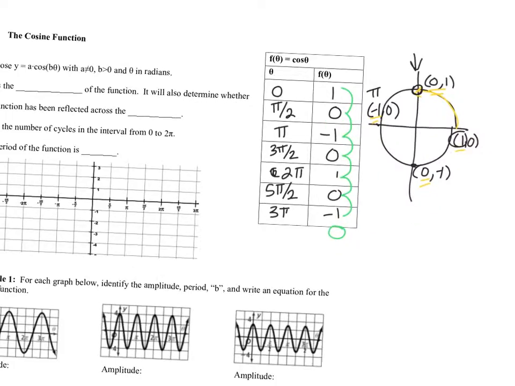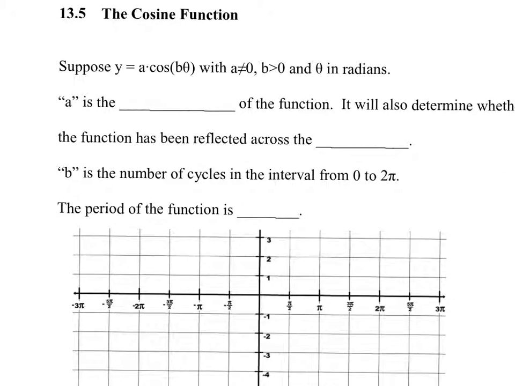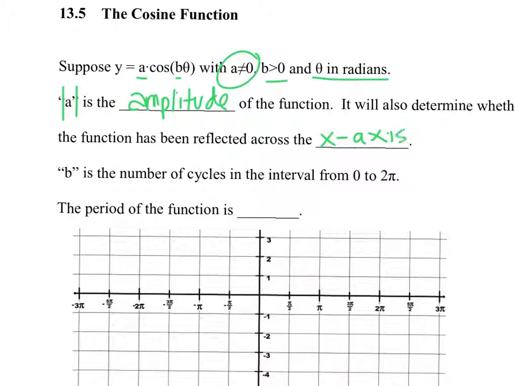So when you're graphing a cosine function, it comes in the form a cosine of b theta. A is not equal to 0, because that would mean the function is just a horizontal line. And b is positive, and theta is in radians. The absolute value of a is the amplitude, just like on the sine function. It will also determine whether the function has been reflected across the x-axis. B is the number of cycles in the interval from 0 to 2 pi, and the period of the function is period equals 2 pi over b, just like the sine function.